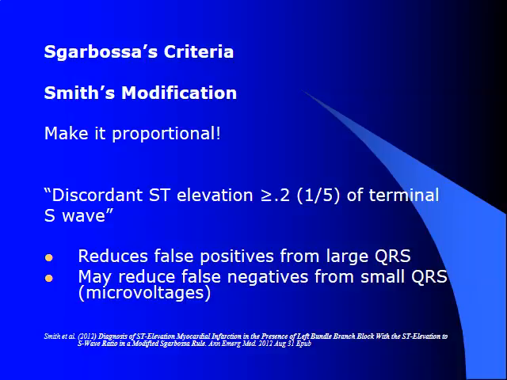So we do have a modification to Sgarbossa's criteria, where we can make it proportional, where we say the discordant ST elevation should be greater than or equal to 0.2 times the terminal S wave. This creates a reduction in false positives from the large QRS complex, and it helps reduce false negatives with small microvoltage QRS complexes. So we won't be too bent up on remembering that now. I really do want to drive home Sgarbossa's criteria, though.